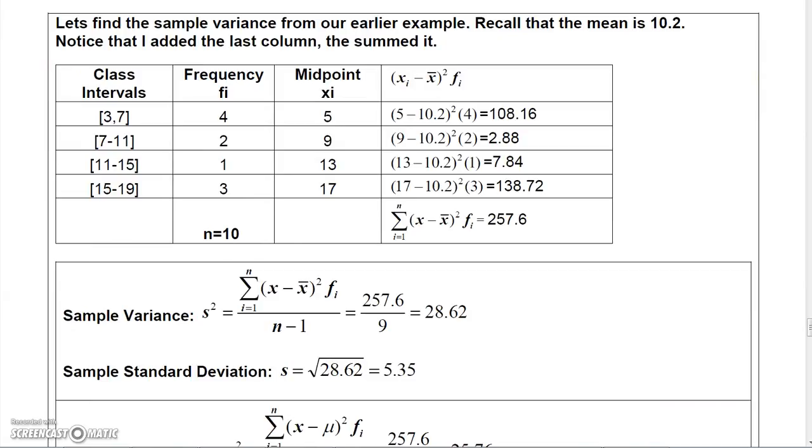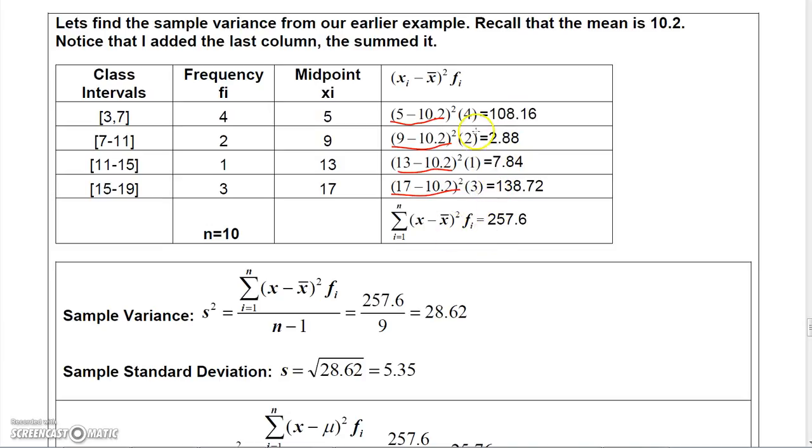Okay, so in this example, we have the same frequency as before, we have the same midpoints as before, but remember the mean was 10.2. So what we do is we take each data value and subtract 10.2 and square it. Then we multiply each one of those values times the frequency, which was over here. So we multiply by 4 here, 2 here, 1 here, and 3 here. And these are the values we get.